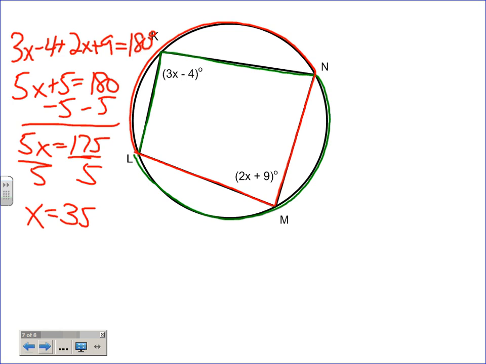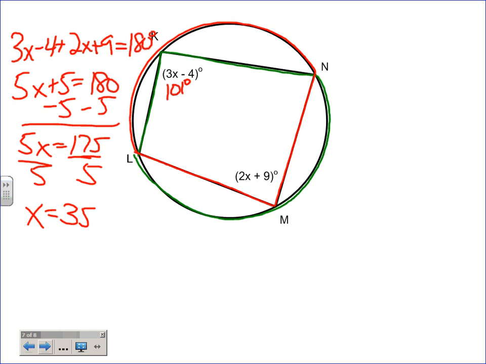Now let's put it this way. Now I could ask you, would segment LN be a diameter? What you would do is substitute the 35 back in and see, does it end up working out properly? So you put 35 back in. What do we get for this angle up here? If you take 3 times 35 and then -4. 101? Is that what it is?